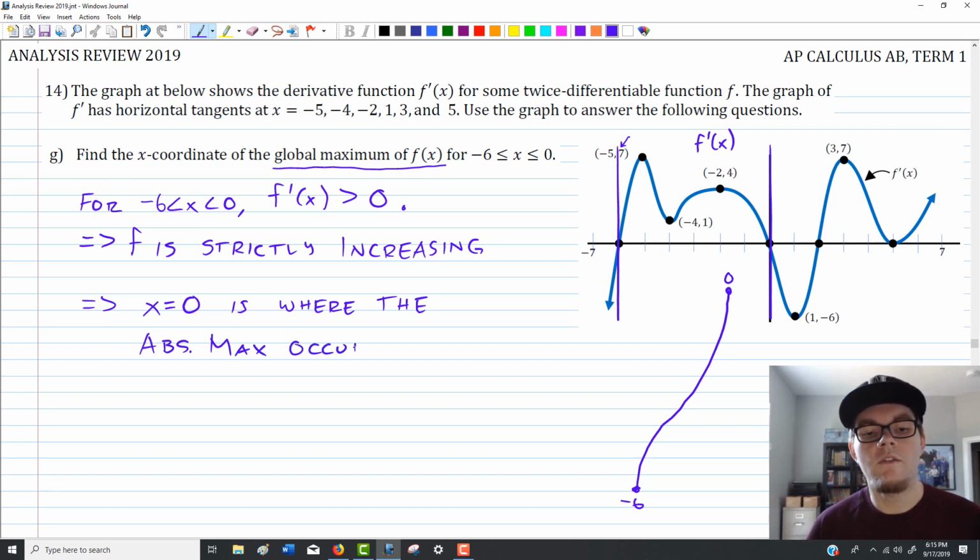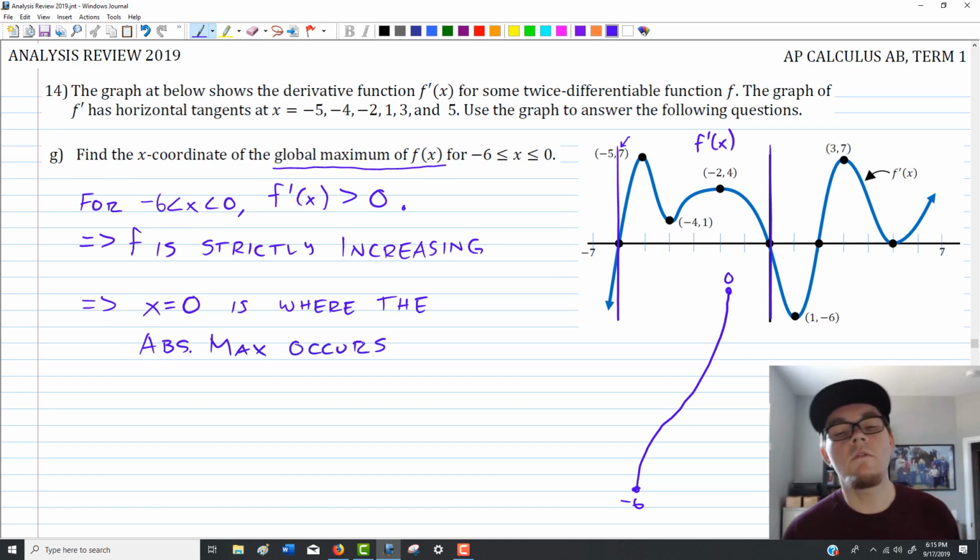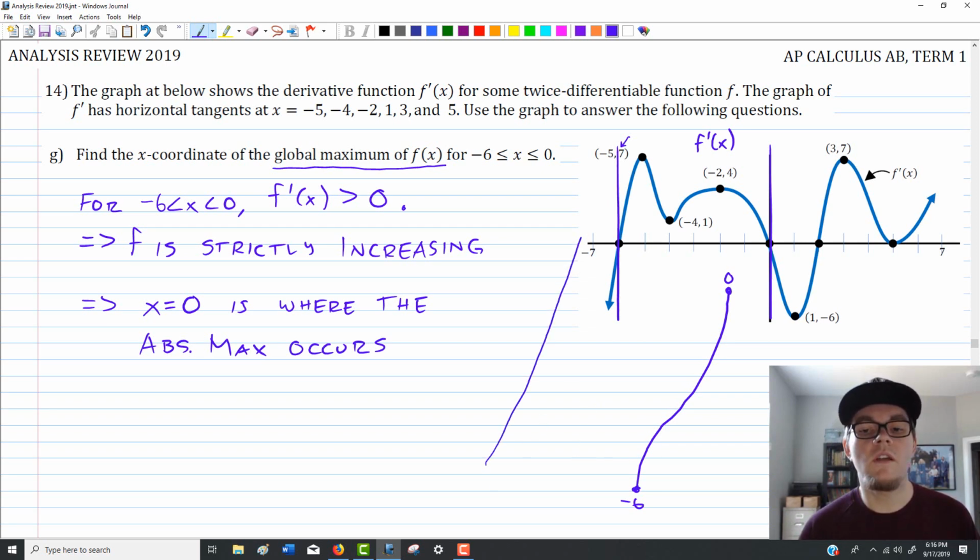And again, you can think about this with almost any function. If the derivative is positive everywhere, that means that the slope is always positive, which means the function is increasing. If you're looking at an interval where a function is always increasing, the absolute minimum will be at the left endpoint, and the absolute maximum will be at the right endpoint. So there is our answer, x equals 0.